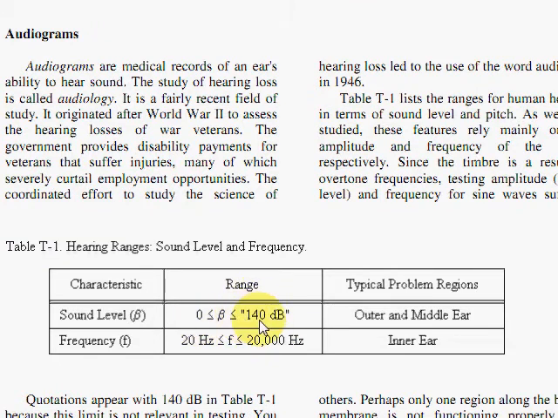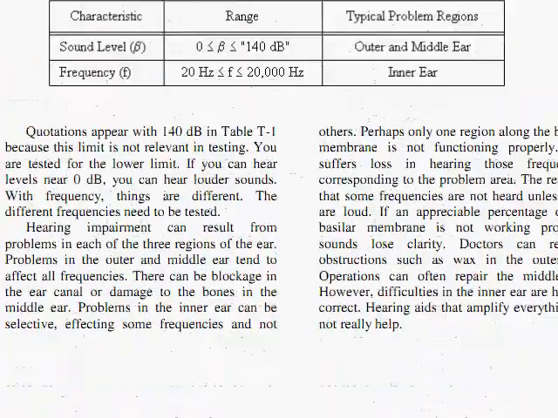the dangerous region here of above 80 decibels up to 140 decibels. And the outer and middle ear, when these have problems, you tend to have problems with all the frequencies. Then frequencies here from 20 to 20,000 are detected in the inner ear, and if we have inner ear problems, you have selective problems with different frequencies.